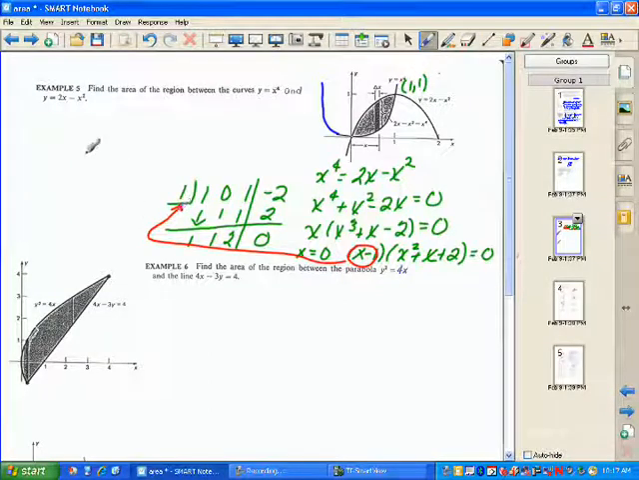Okay, we have to integrate this. We have to do a top minus bottom. The good news is I now know my intersection points, so I know I'm going to start over here at 0 and integrate all the way over here to 1, because that's where my shaded area is. Now I'm going to do top minus bottom.